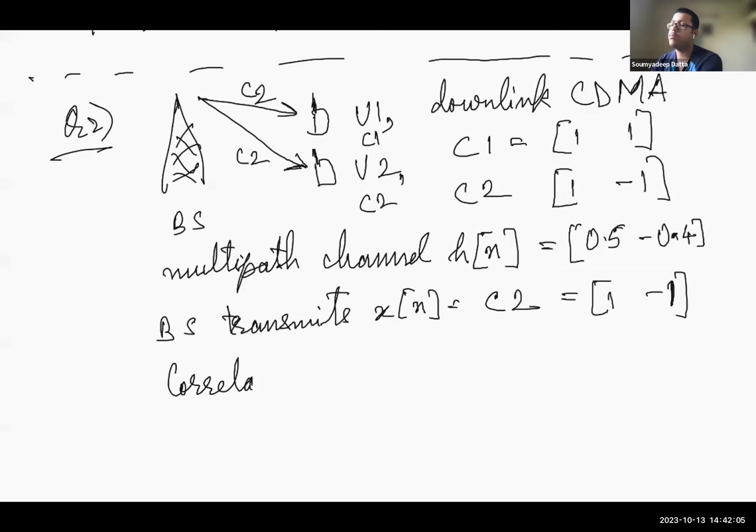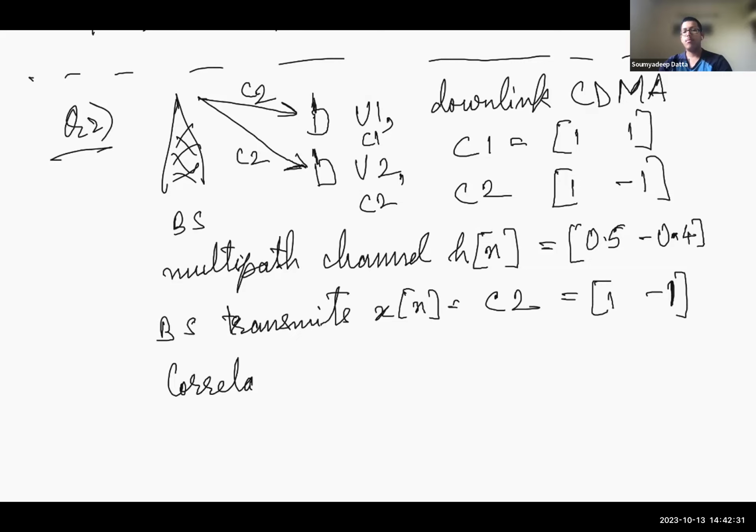Essentially what you need is that the users should have orthogonal codes. If you multiply C1 and C2, it gives you 0. That is the whole idea. If you maintain that, you can write any code. Sir, will it be given in the problem, or will we have to assume it? No, it will always be given.